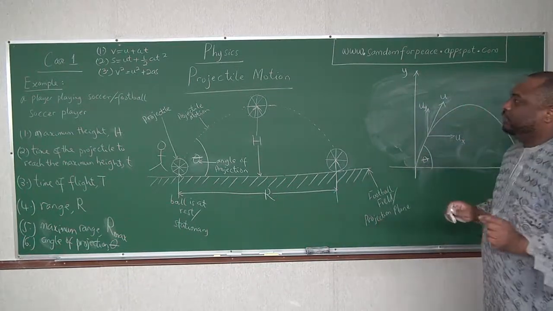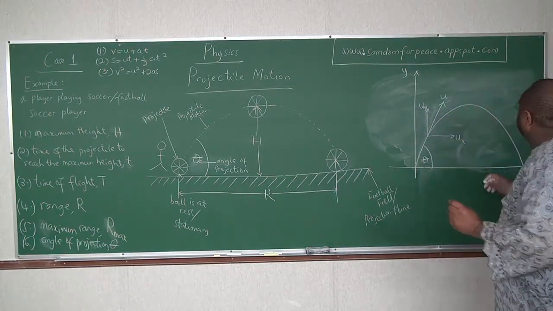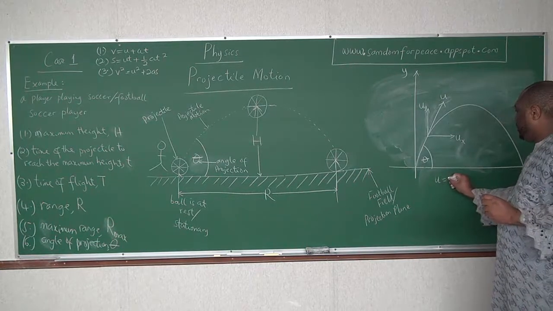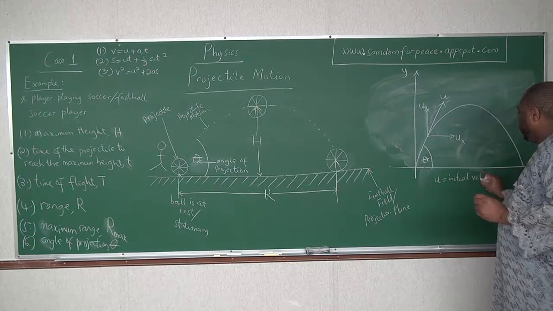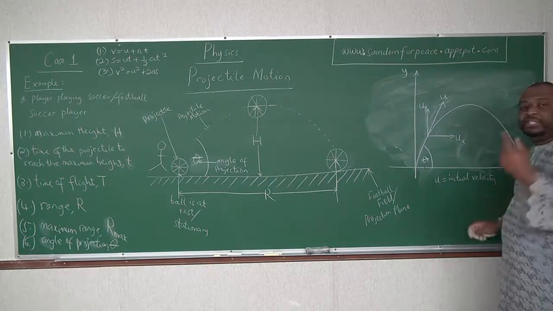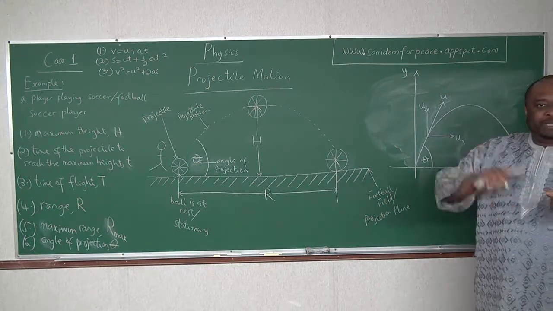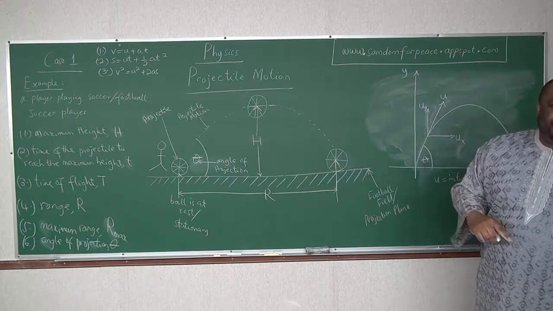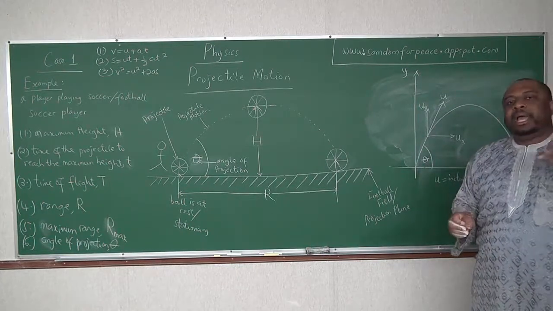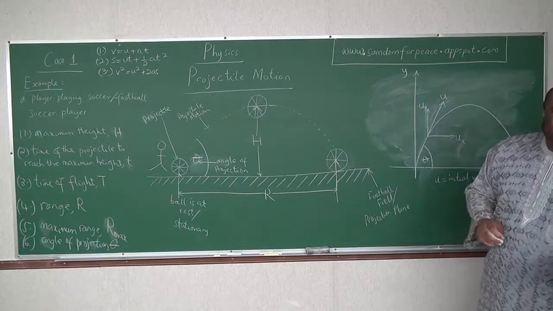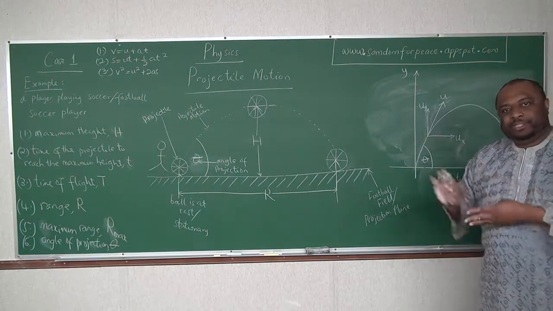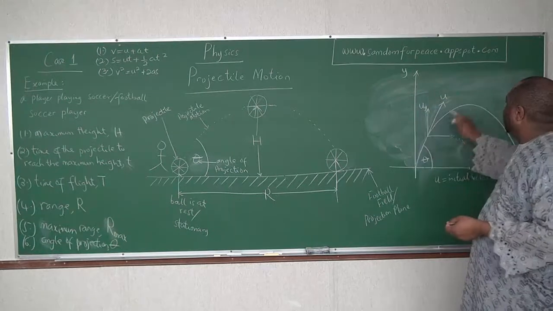U is the initial velocity at which the projectile travels. It travels at a speed. I'm not going to use speed. Speed is a scalar quantity. I'm going to use velocity because we are looking at both the magnitude of it and the direction, what path.